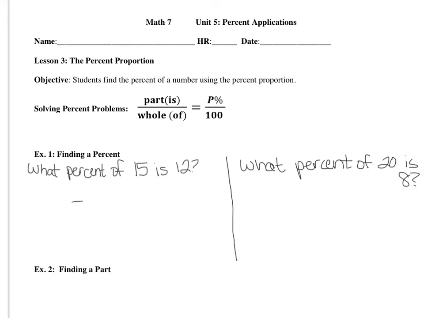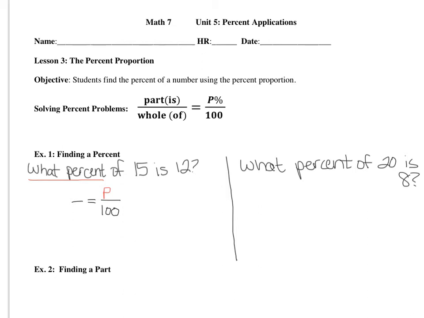Well, we're going to go ahead and set up my proportion. My 100 always goes on the bottom right-hand corner, and the percent goes on top of it because percent is out of 100. Now, if we're reading this sentence, first of all, it's asking us what percent. That means we don't know the percent. I'm going to put a little P there.